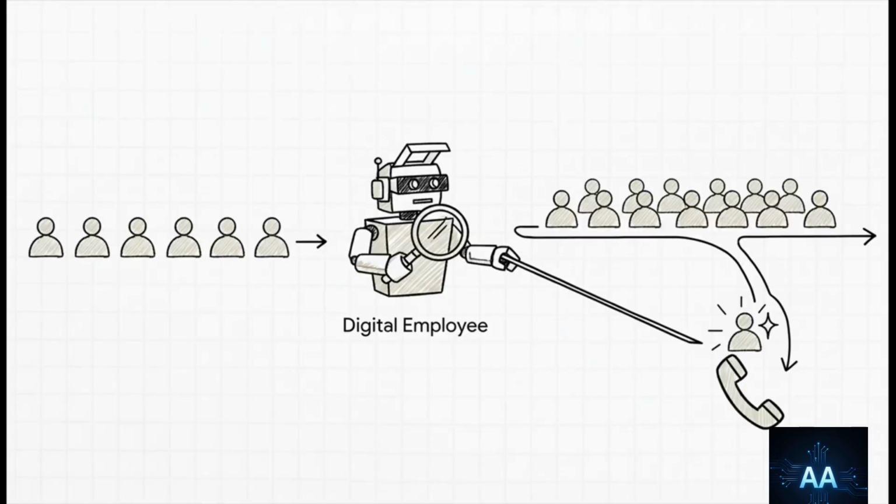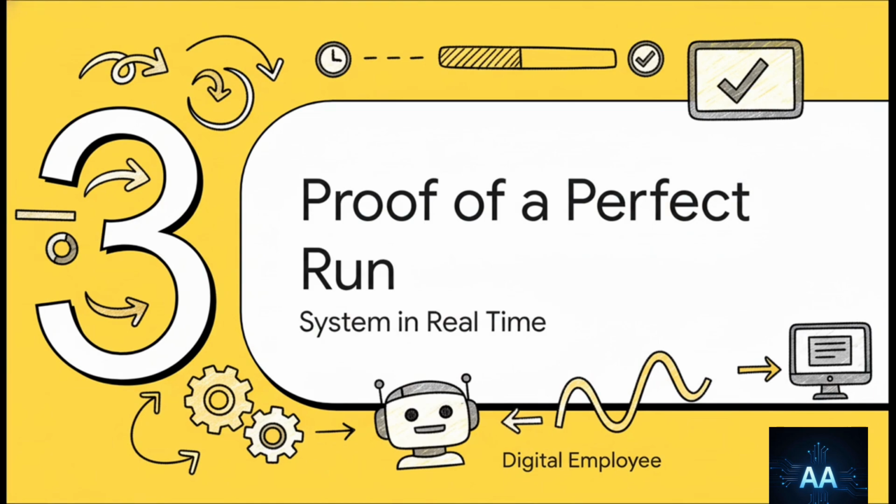And you know, you can take this even further. You could plug in an AI module to act as a sort of supervisor, using its own logic to score incoming leads and flag the really valuable ones for a personal phone call. The possibilities are just huge. Okay, so we've talked a lot about how this works in theory, but now it's time for the proof. Let's actually watch this system run a perfect race, right now, in real time.